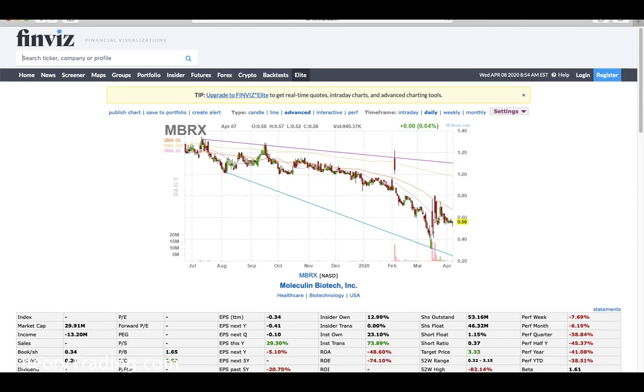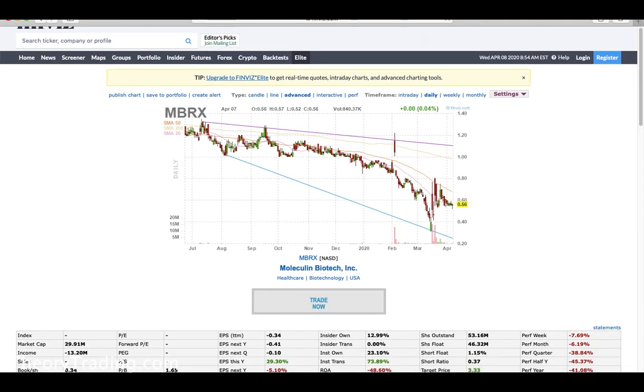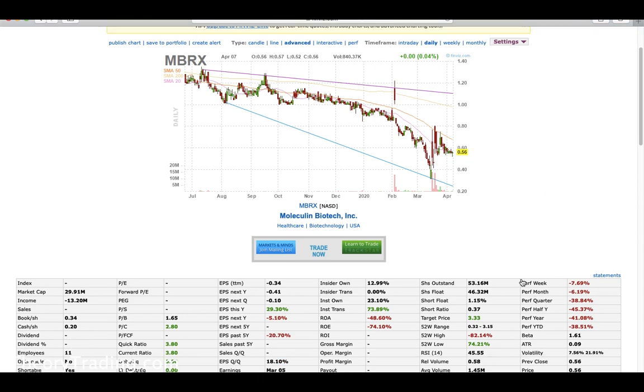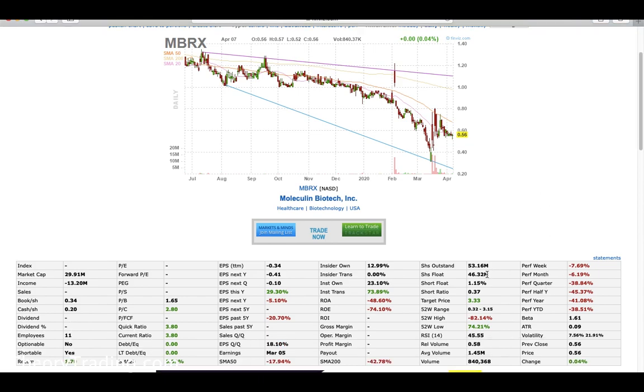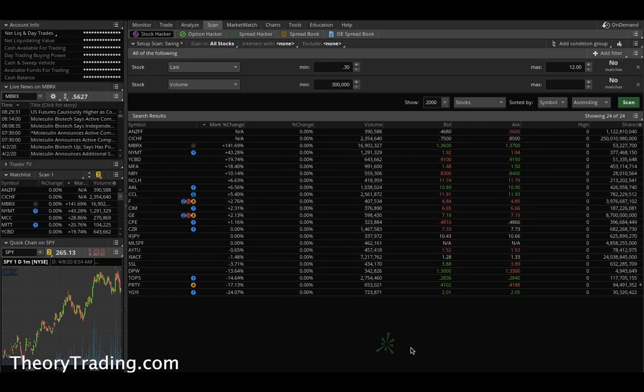So you just want to go down to shares float. Okay, so we see here it's a 46 million float. It's not the best float. You usually want to look for something under 10 million. I like to trade stocks under 20 million float. Those will be moving the most, right?